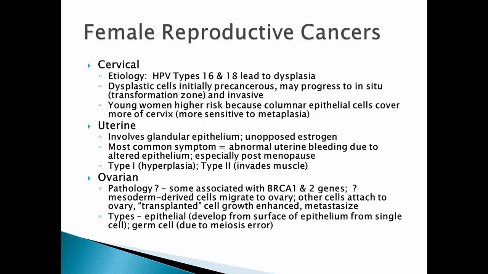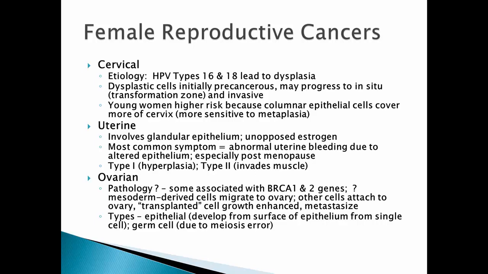Uterine cancer involves the glandular epithelium and is especially related to unopposed estrogen therapy. So when we think about that, why is unopposed estrogen such a huge risk for the development of uterine cancer? Estrogen is proliferative. Progesterone decreases proliferation and facilitates the shedding of the endometrium.